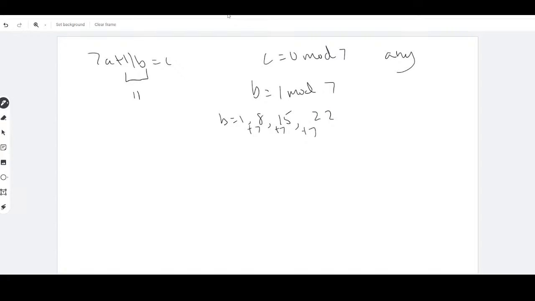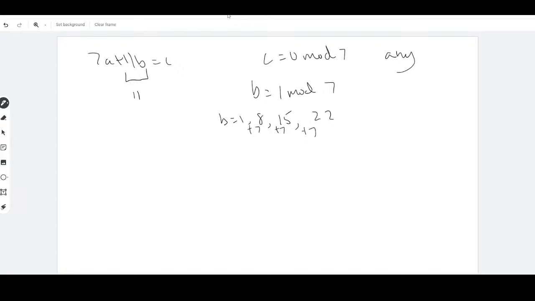As you see here, the only possible values of b you can have are 1 or greater, right? You can have infinite values of b, but they're all going to have to be 1 or greater. You can't have b being less than 1 because b is a positive integer, right?